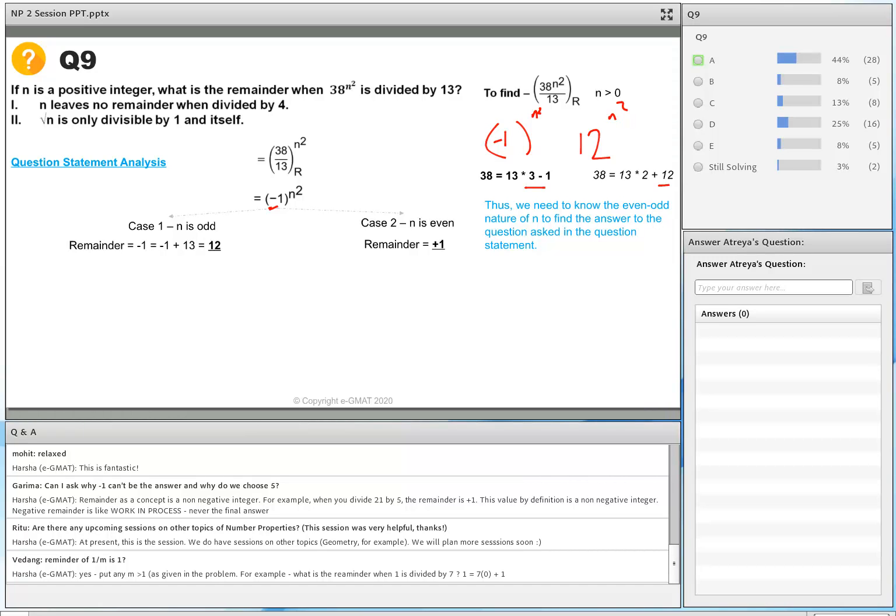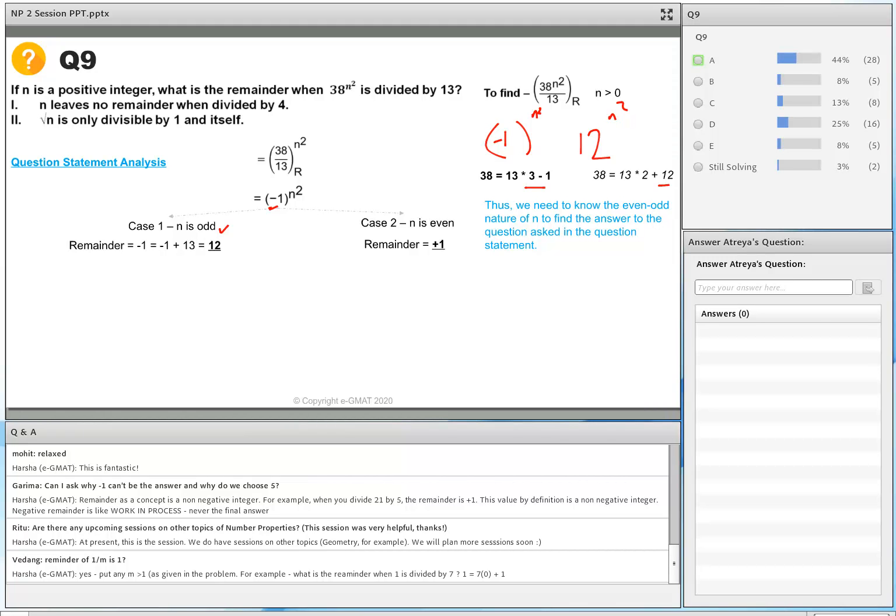Now, so I have the remainder, and the remainder is equal to minus 1 to the power n square. There are two cases for this. One is, what if n is odd? If n is odd, n square would be odd in nature. If n square is odd, minus 1 to the power an odd number always gives me an odd, minus 1, right?